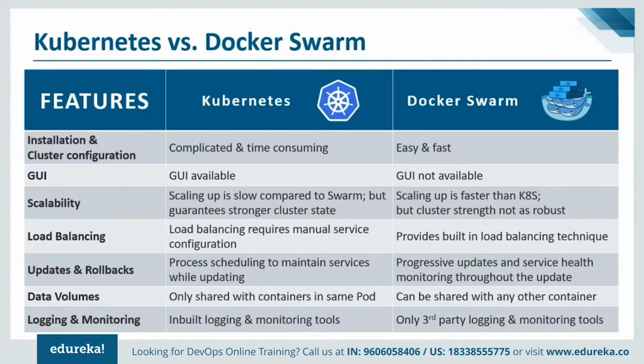But once your cluster is ready, that's when Kubernetes is the winner, because the flexibility, the rigidness, and the robustness that Kubernetes gives you cannot be offered by Docker Swarm. Yes, Docker Swarm is faster, but it's not as good as Kubernetes when it comes to your actual working.